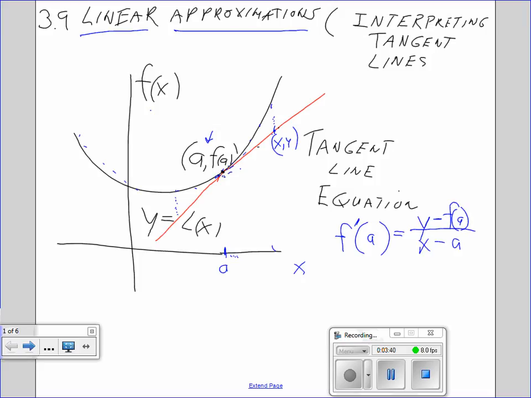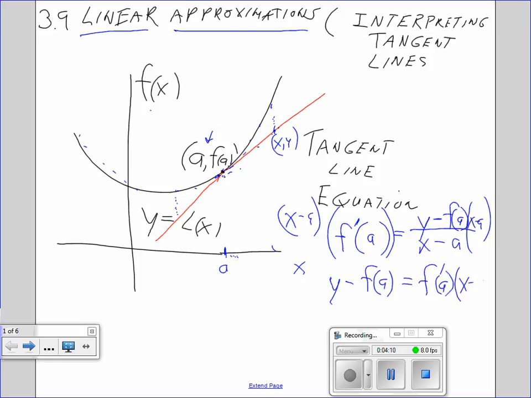I'm going to modify this, multiply both sides by x minus A as I did before. I like to put my y's on the left, so I'm going to say y minus f of A. Right, remember where this comes from? And then multiply both sides by x minus A, both sides by x minus A. So I get y minus f of A is equal to f prime of A times x minus A. Okay, I can do a little bit more with that.